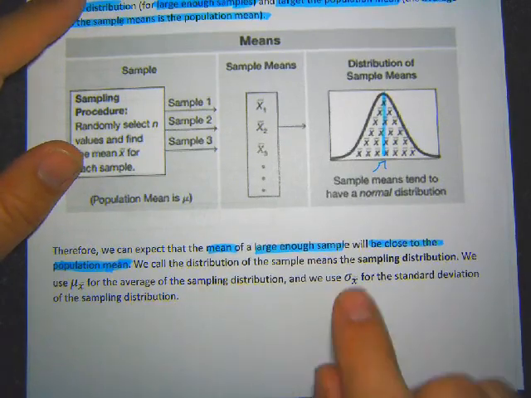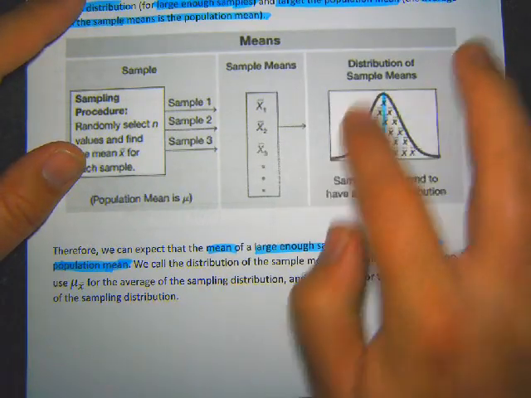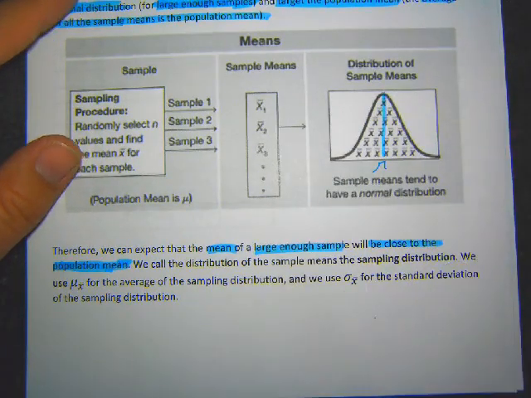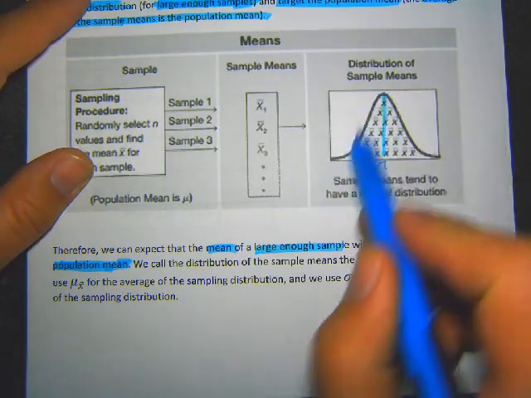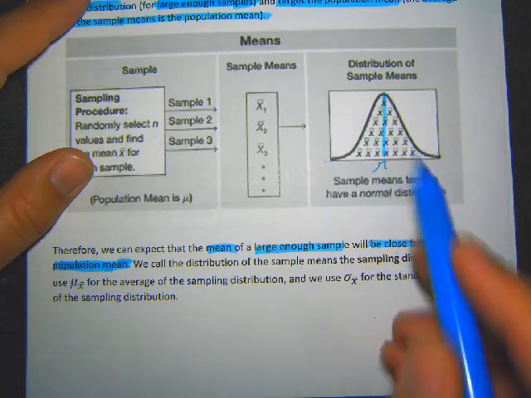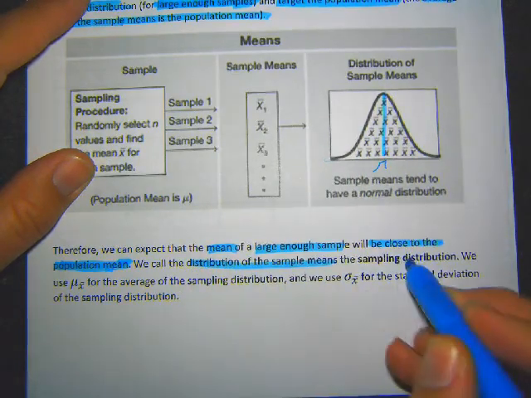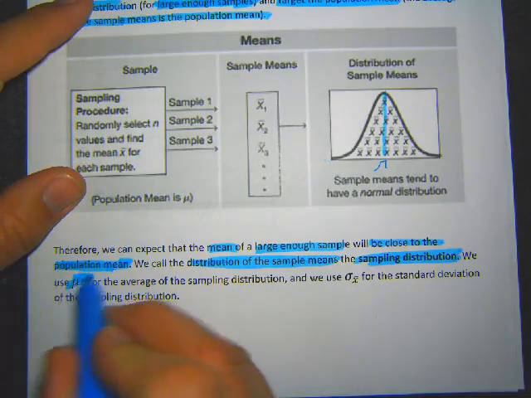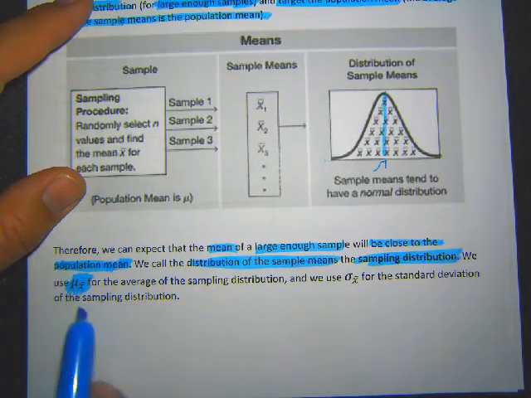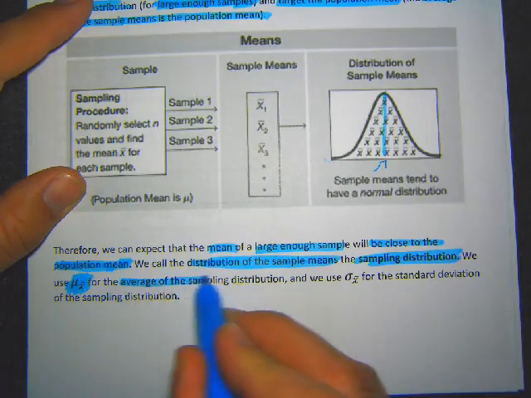We call the distribution of these sample means, all these little sample means, the sampling distribution. That's just a fancy name for the chart distribution made of all the averages from all our different samples. So the distribution of sample means is called the sampling distribution. And we use mu sub x bar to mean the average of the sampling distribution.